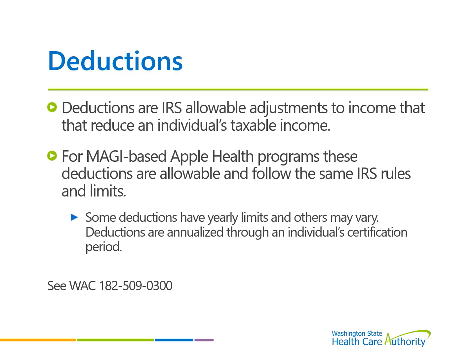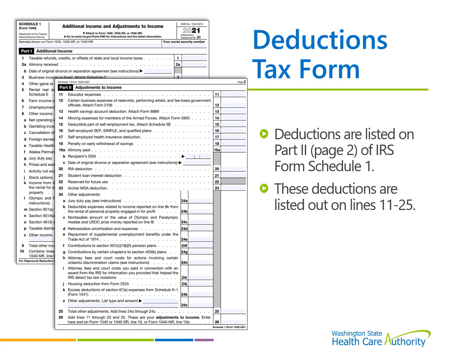For more information, see WAC 182-509-0300. Deductions tax form. IRS allowable deductions are listed on Part 2 of IRS Tax Form Schedule 1. These deductions listed on lines 11 through 25 are used to reduce the individual's tax liability and are discussed in more detail over the next slides. Line 26 is the total adjustment to income that is reported on line 10 of the IRS 1040 tax form.